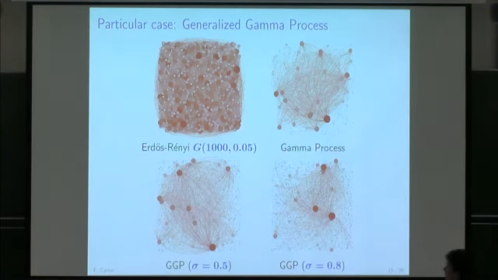And so here are just some simulations for comparison. This is the Erdos-Renyi random graph with 1,000 nodes and probability of connection 0.05. And here are draws from the model for different values of sigma: sigma equal to 0, sigma equal to 0.5, sigma equal to 0.8. And as the parameter sigma goes from 0 to 1, you obtain networks that are sparser and sparser, which might not be obvious in the picture.